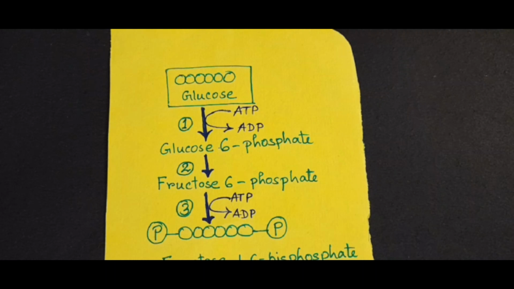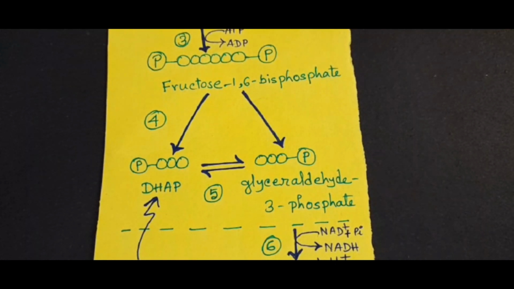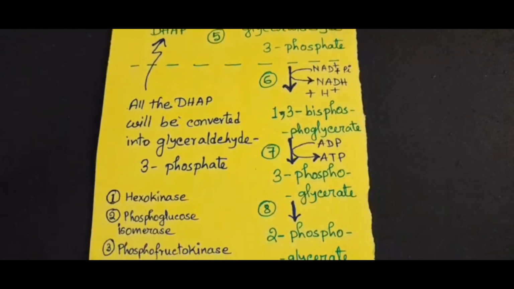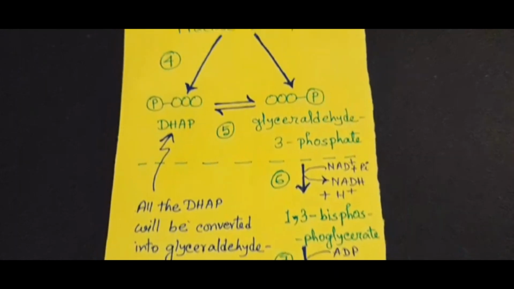Let's start with a simplified version of the pathway of glycolysis. It takes place in the cytosol of a cell and it can be broken down into two main phases. Number 1, energy requiring phase, above the dotted line. Number 2, energy releasing phase, below the dotted line. Let's start it.